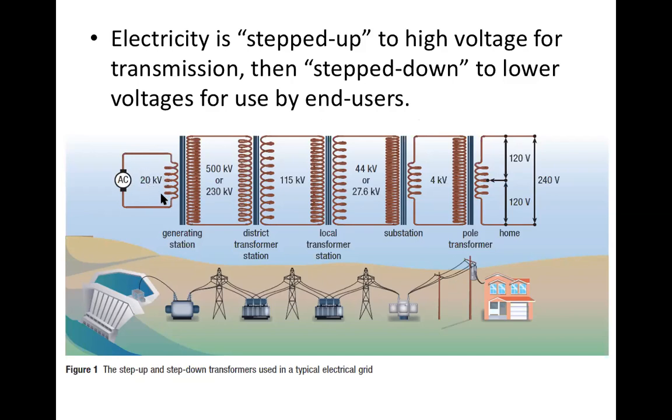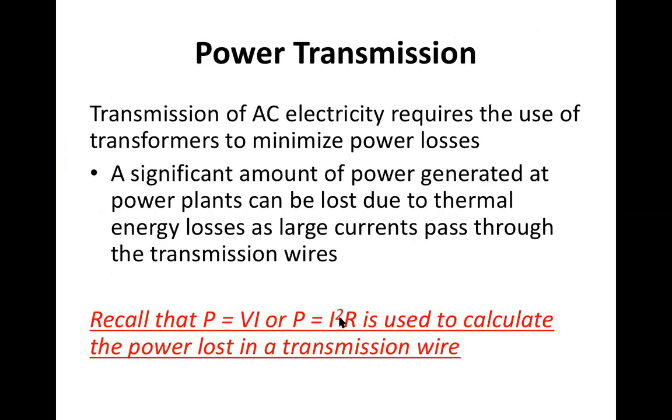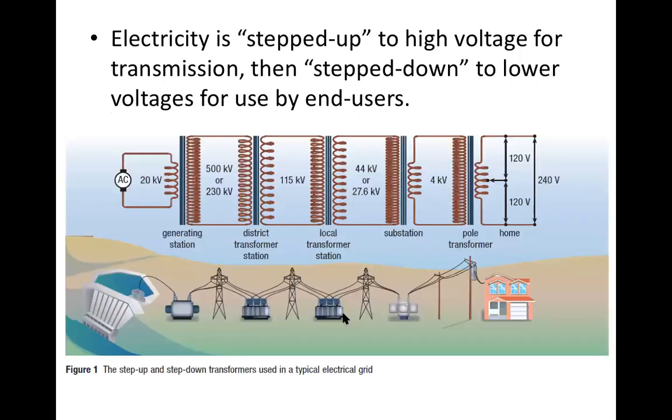We want to step it up to 500 kilovolts for transmission so that there are minimal power losses, because the thing that affects power loss a lot is I, because it is squared. So we want to minimize power loss. When you step up the voltage, you minimize current. So you minimize current, you minimize the power loss. And then when we get just before the house, we step it down to 240, or, well, it's actually a series of stepping it down from the very high 500.